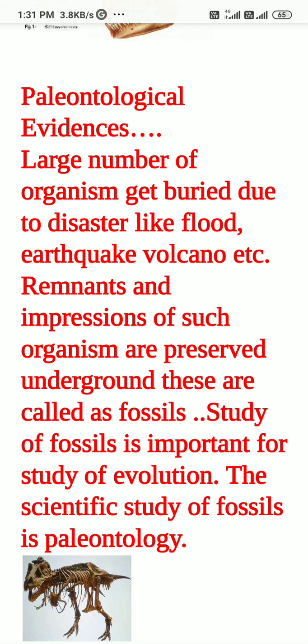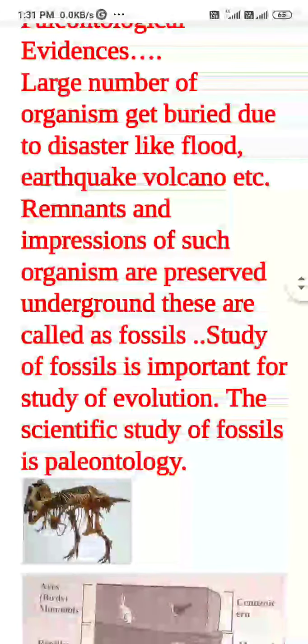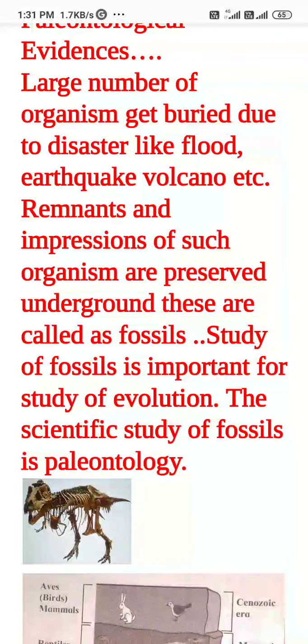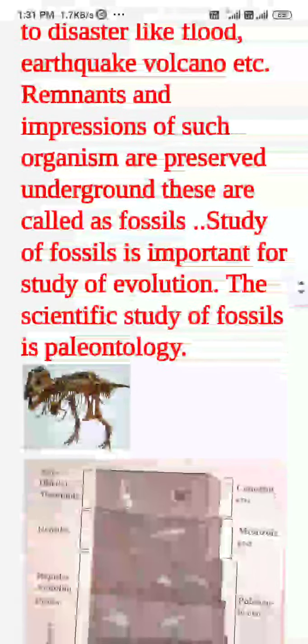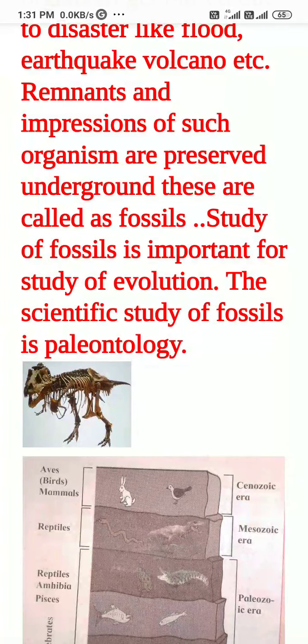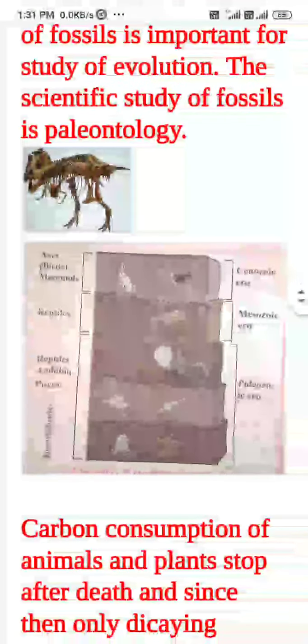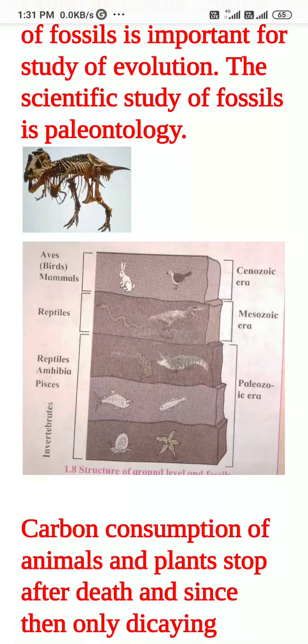How evolution takes place, scientists can conclude, and we can also conclude by studying fossil science. The scientific study of fossils is called paleontology. Here you are observing a fossil of dinosaurs, and from this, how was the structure of dinosaurs? Scientists guess about that. And now these are three different eras. First is the Paleozoic era.